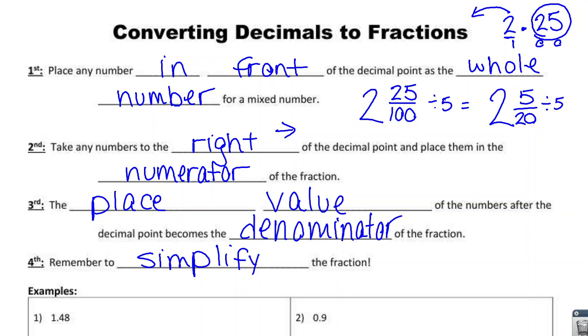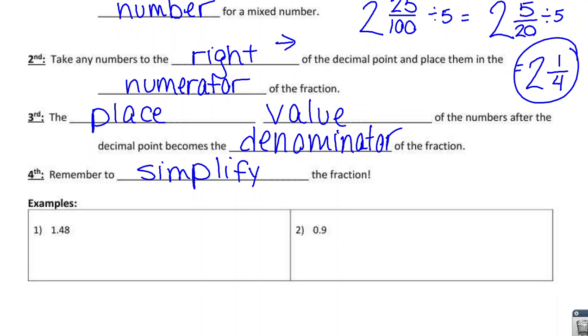And I get 2 and 1/4 as my final answer. So let's do some examples. For the first one, I'm going to pull out that 1, so it becomes 1, and the 48 goes in the numerator. The place value goes in the denominator. So it's 1 and 48 over 100.